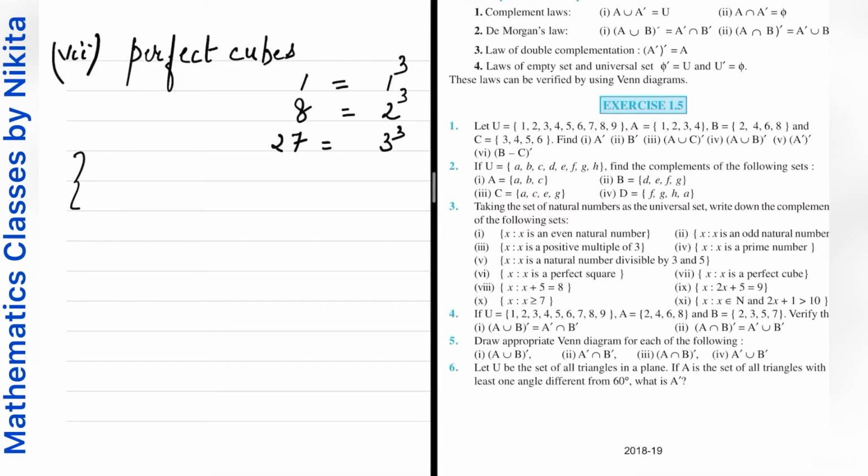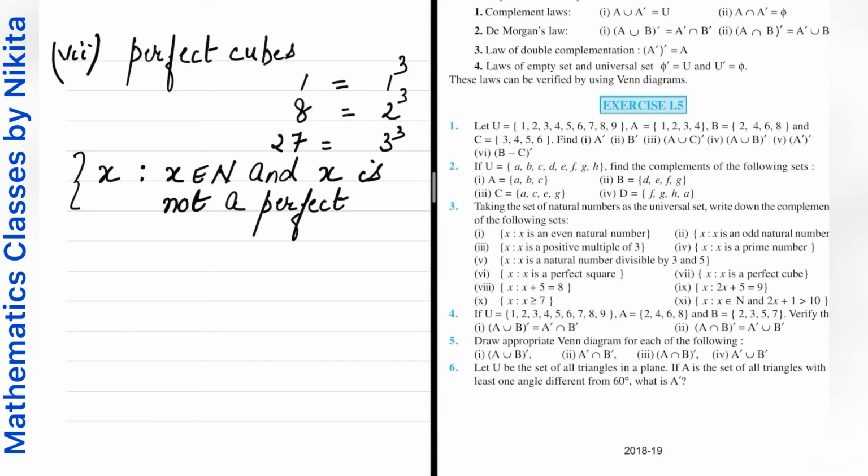So इसका complement क्या हो जाएगा? All those x such that x belongs to n and x is not a perfect cube. X is not a perfect cube. But remember one thing, that you have to write x belongs to n because your universal set is n. The elements are coming from the natural numbers. I cannot take negative numbers. Okay, so I have to pick the elements from the natural numbers only, but they are not perfect cubes.